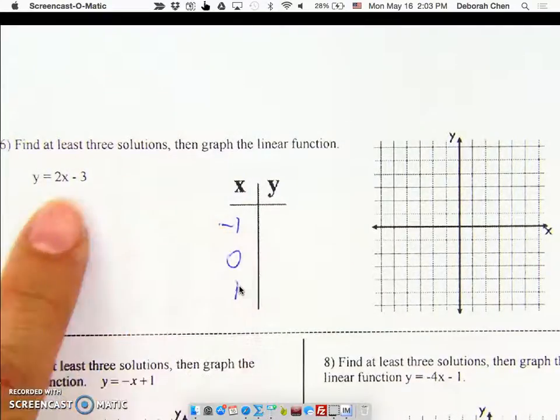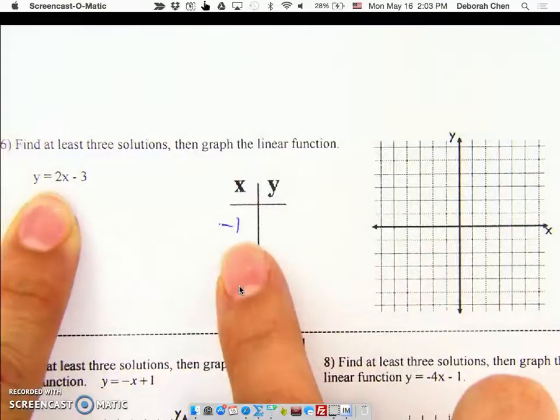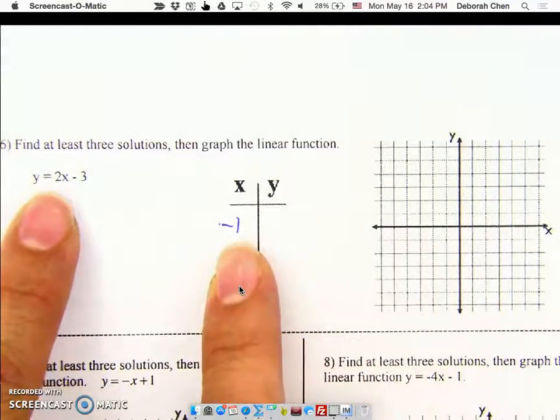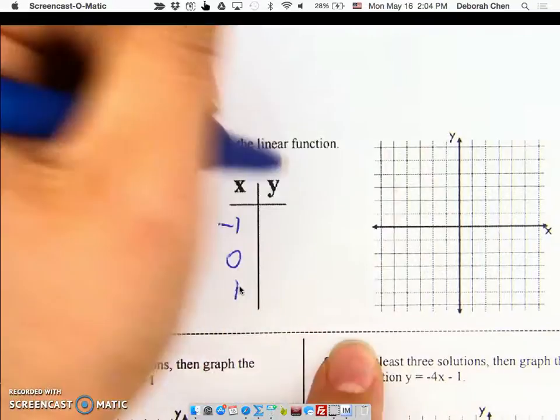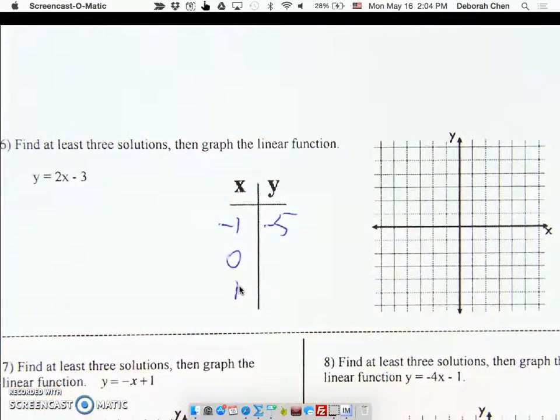2 times x would be 2 times -1. What is 2 times -1? -2. What's -2 minus 3? -5. So that's my y. And that is my ordered pair: -1, -5. They're right next to each other now. It's a lot easier for me to see.